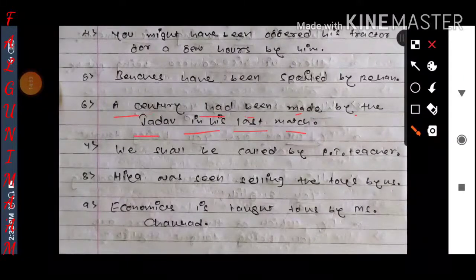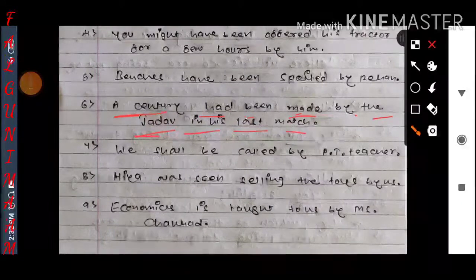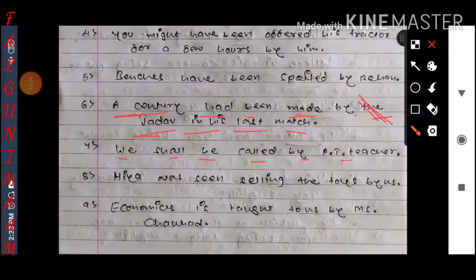So find your subject, find your verb, and find your object. It will be easy for you to convert into active one. A century had been made by only Jadhav. यहाँ पे धी नहीं आएगा. 7th one, we shall be called by PT teacher. And 8th one is, Hiya was seen selling the toys by us. यहाँ पे seen verb है, selling the toys. आपको यहाँ पे बहुत carefully आपका object choose करना होगा.